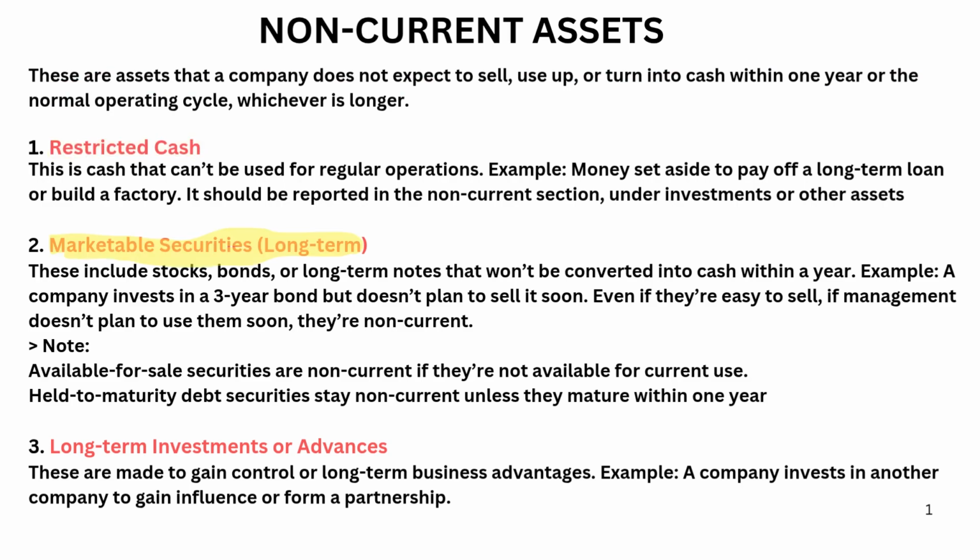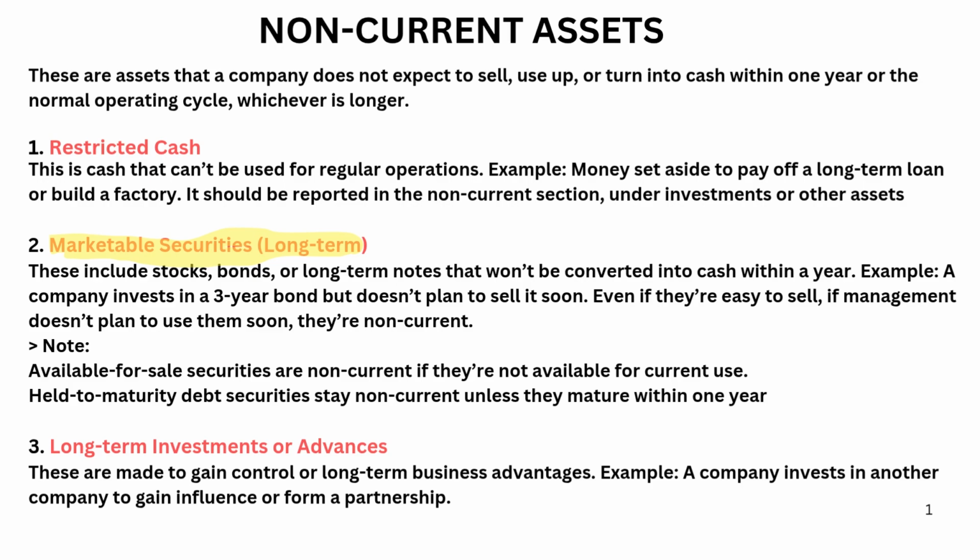2. Marketable securities. Long-term, these are investments like stocks, bonds, or notes that the company doesn't plan to use within a year. Example: a 3-year bond that the company plans to hold until maturity. Even if the investment is easy to sell, if the management doesn't plan to sell it soon, it is considered non-current. A few key points.